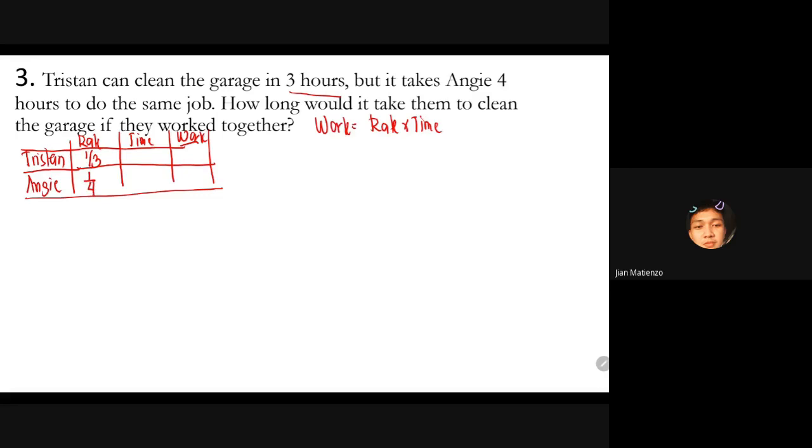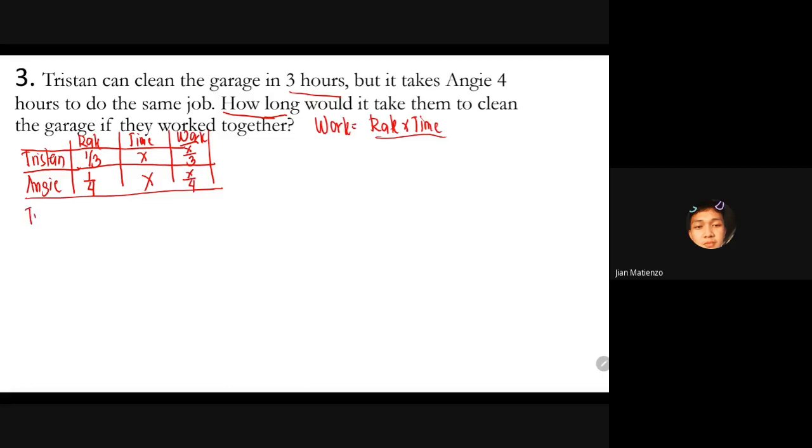Ang tinatanong dito ay how long. That means we will be representing the missing part, which is the time, as x. You can use any variable, you can use n, you can use m, depends upon your trip. So we know that the work done is equal to rate times time. You multiply one third times x, that will give you x over 3. You multiply one fourth times x, that will give you x over 4.